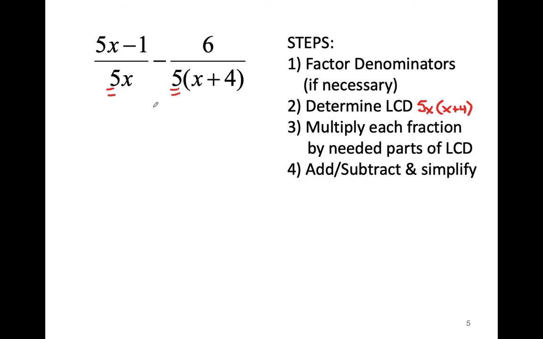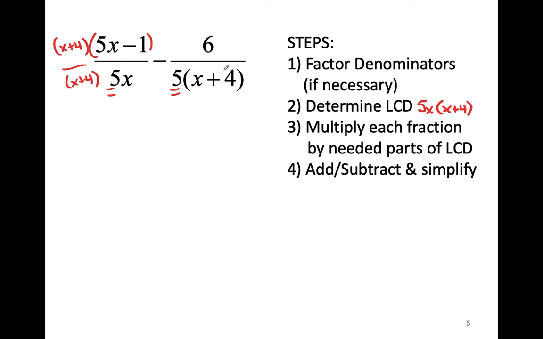Now let's go to step 3. What do we need in each part? If I look at my first fraction, it already has the 5, and it already has the x. So all that it needs is I just need to multiply top and bottom by x plus 4.